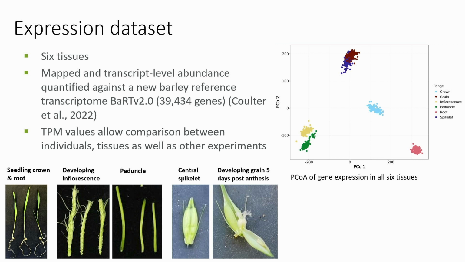We performed RNA-seq on all the 209 accessions, so all accession by tissue combinations, and gene expression was quantified at the transcript level by pseudo-aligning the reads against the new Barley reference transcriptome version 2, which was just released last week, and which is a great new resource for gene expression studies in barley. By utilizing transcripts per million values, we're now not only able to make comparisons across individuals and tissues within our experiment, but also to link our data directly to other experiments and make comparisons there.